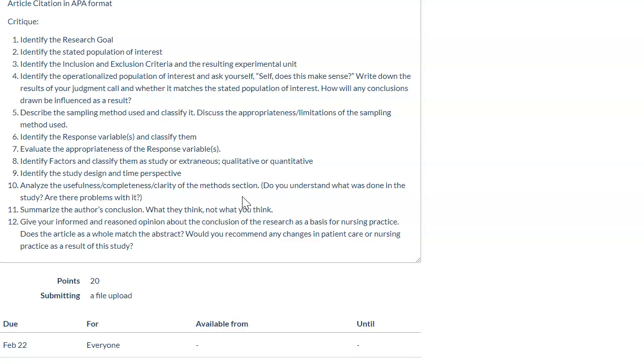Of course, that's also more expensive and it takes longer, and patients might die or move away or forget to call you back or whatever. So you probably need even more patients than 251. Now, summarize the author's conclusion, what they think, not what you think.